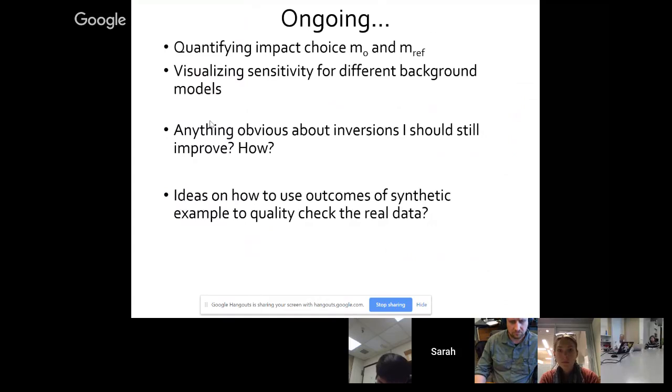But the questions I had for you mainly were: are there things you see in the inversions now that are obvious problems that I'm not taking into account? Are there easy measures to implement that I haven't tried yet, that maybe you think I should try?